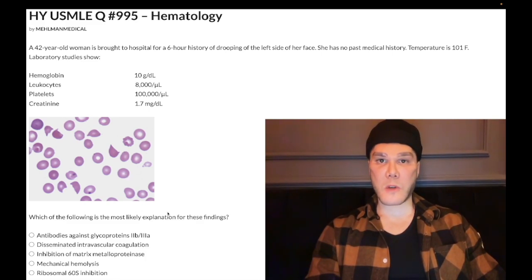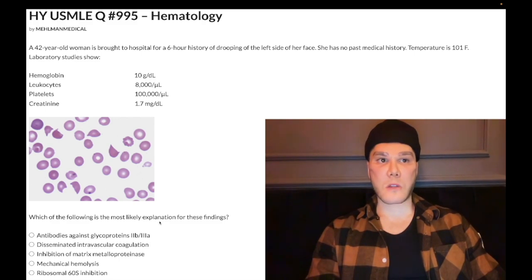Which is the most likely explanation for the findings? Let's just hop through. Choice A, antibodies against glycoproteins 2B, 3A, wrong answer. First, ITP, idiopathic or immune thrombocytopenic purpura, where you're going to have classically a viral infection followed by petechiae, nosebleeds. Probably 3 out of 4 questions will be a school-age kid. 1 out of 4 will be a woman, 30s to 40s, with random bruising.